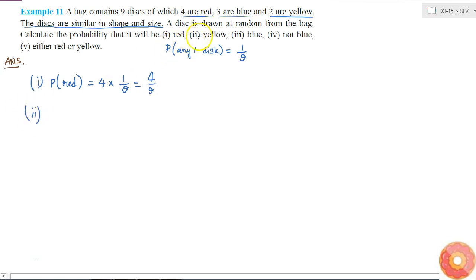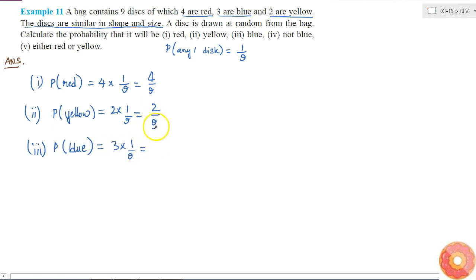The second part is the probability that it will be a yellow disc. There are 2 yellow discs and the probability of taking any disc is 1 by 9. So the probability of getting a yellow disc is 2 into 1 by 9, which is 2 by 9. Similarly, the probability of taking a blue disc is 3 into 1 by 9, correct? Which is equal to 3 by 9, or I can simplify it as 1 by 3.